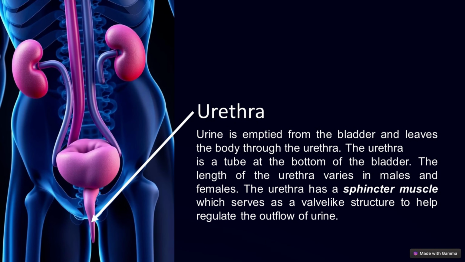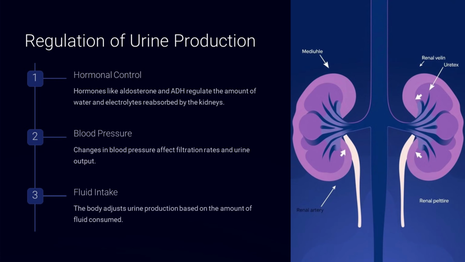Urethra. Urine is emptied from the bladder and leaves the body through the urethra. The urethra is a tube at the bottom of the bladder. The length of the urethra varies in males and females. The urethra has a sphincter muscle, which serves as a valve-like structure to help regulate the outflow of urine.